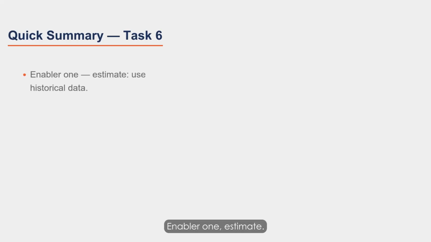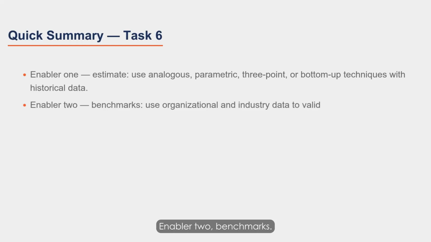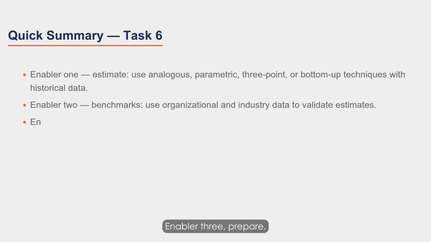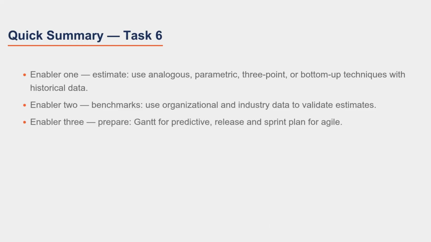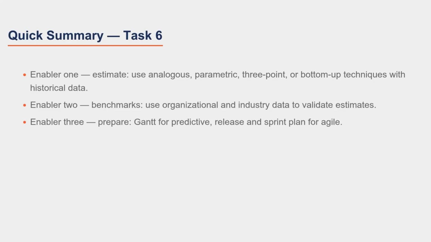Let's recap Task 6, Plan and Manage Schedule. Enabler 1, Estimate, use analogous, parametric, three-point or bottom-up techniques with historical data. Enabler 2, Benchmarks, use organizational and industry data to validate estimates. Enabler 3, Prepare, Gantt for predictive, release and sprint plan for Agile.